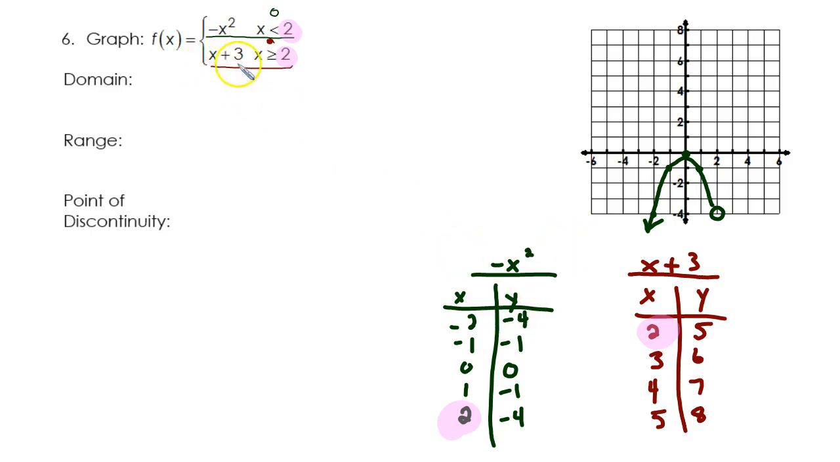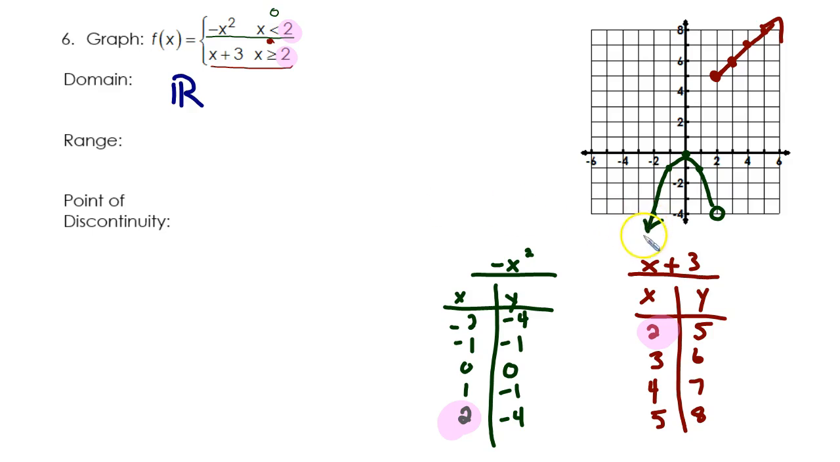It changes to a linear function for x values greater than or equal to 2. So at 2 comma 5, which is about right here, I can use a closed circle. 3 comma 6, 4 comma 7, I end up with a linear function. And again, I start here and I go forever to the right for greater than 2. I have a domain of all real numbers. Even though there's a point of discontinuity, that x value is still on one of the two functions. The range is a little bit different.